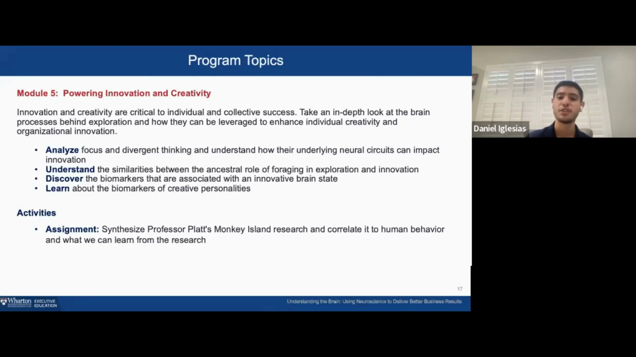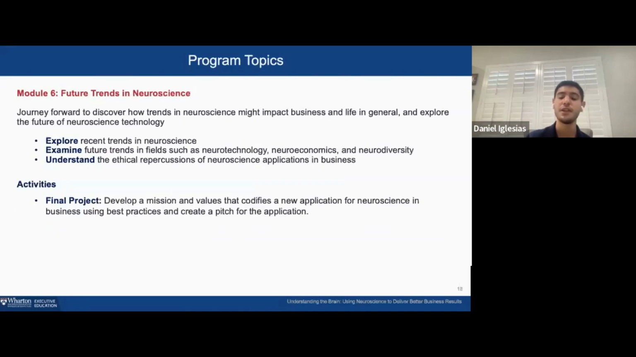And lastly, for module 6, we will tie all the key components of the course from an academic perspective and applied perspective to think about future trends in neuroscience and the field more broadly, discovering how neuroscience can impact business and life in general through recent trends and future trends, while also acknowledging and unpacking the ethical repercussions of neuroscience applications in business. At this point, as you'll have culminated this academic and professional perspective on neuroscience and its impact on society, you'll have the opportunity to engage in a final project. Throughout this final project, you'll be creating a new application for neuroscience in business, using best practices and creating a pitch for this organization, company, or application.